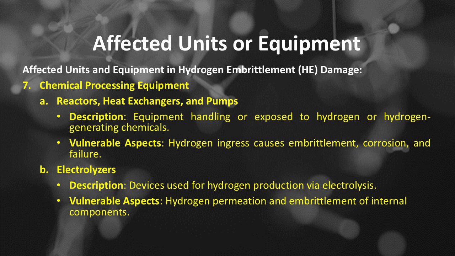Number B, electrolyzers. These are devices used for hydrogen production via electrolysis. The vulnerable aspects of these electrolyzers include hydrogen permeation and embrittlement of internal components.